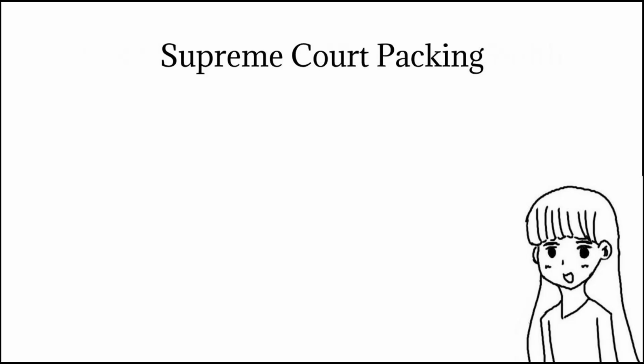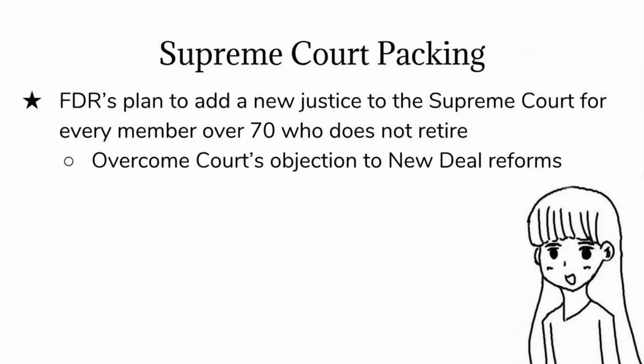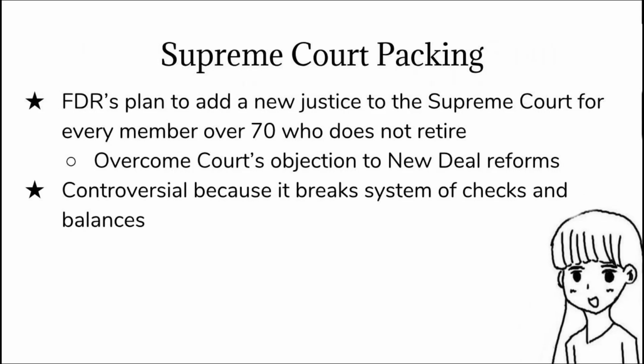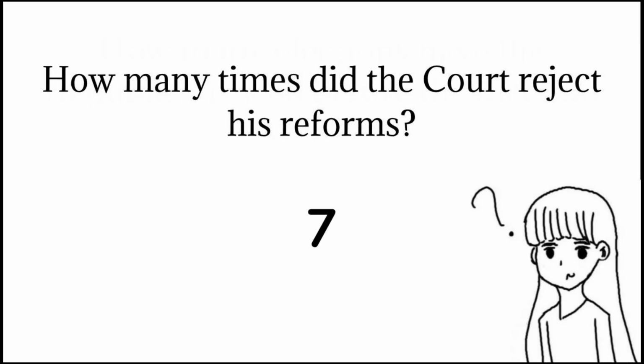And then we finally had the Supreme Court packing. This was FDR's plan to add a new justice to the Supreme Court for every member over 70 who does not retire. It's because he's really salty about the court's objections to the New Deal reforms. And it's controversial because it breaks the system of checks and balances. So you might be wondering, why is FDR so salty? It's because the court rejected him 7 times.